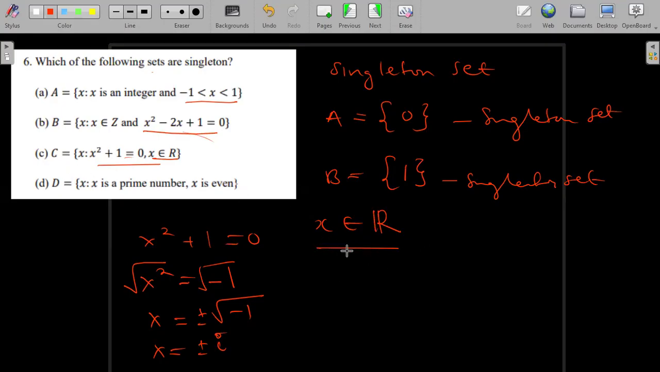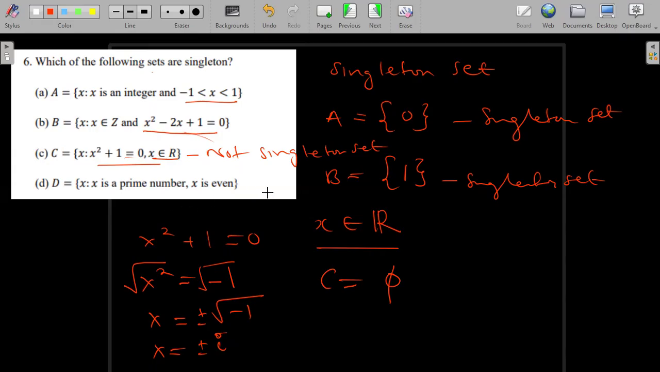So meaning this set C is going to be equal to the empty set. It's going to be empty. And if set C is empty, it has no element, meaning that it will not qualify to be a singleton set. So set C is not a singleton set.